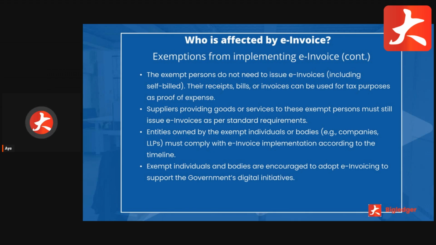These exempted persons don't need to issue e-invoices, including the self-bill, but they need to keep their receipts, bills, or invoices to use for tax purposes as proof of expenses. But if any supplier provides goods or services to these exempted persons, they still must follow the e-invoice requirements. They still need to issue the e-invoice.